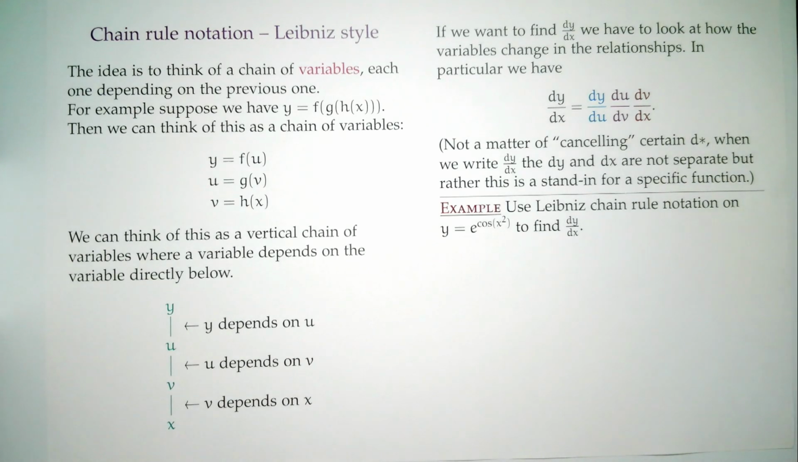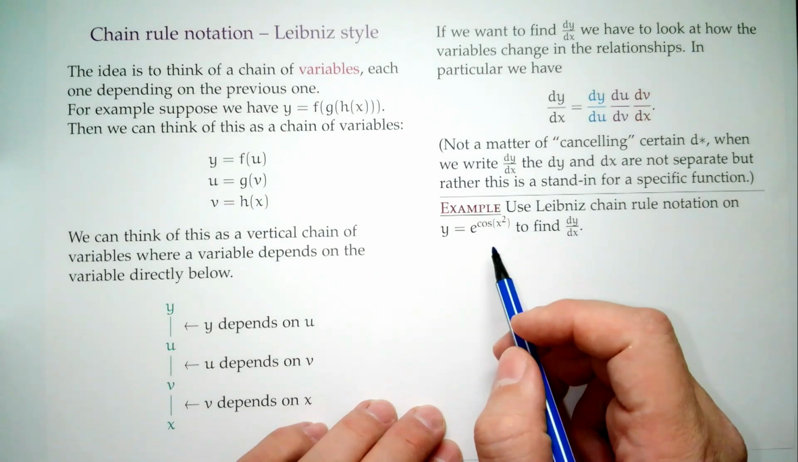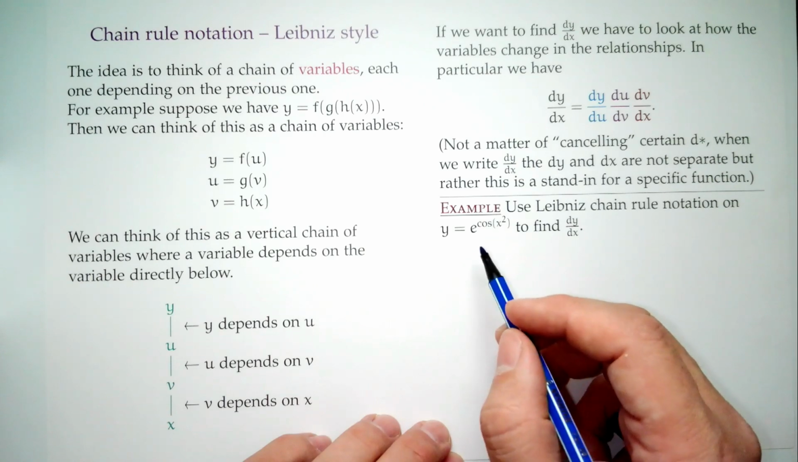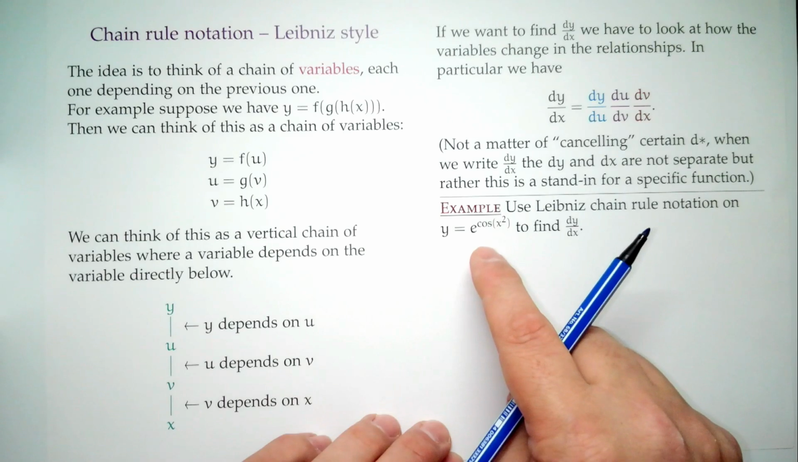So let's use the Leibniz chain rule notation to actually do this. Y equals e to the cosine of x squared, to find dy dx. Now, how do we do this? Well, we'd like to break this up into a series of functions. So let's see if we can do it similarly to what we have here. We have three functions. If I were thinking of this as a series of functions, what's the outermost function?